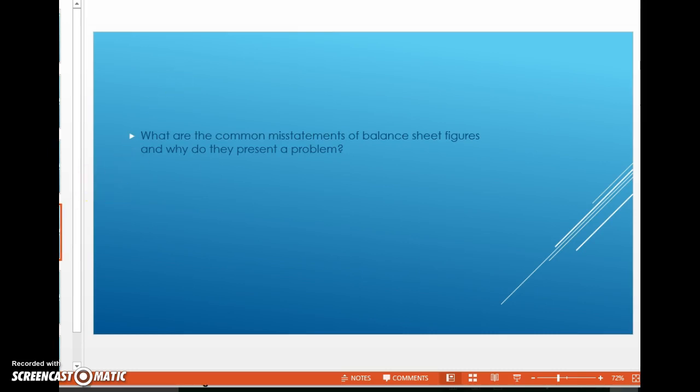Now, what are some common misstatements of balance sheet figures? These are things that can cause a misunderstanding or a misstatement of the actual value of the firm.